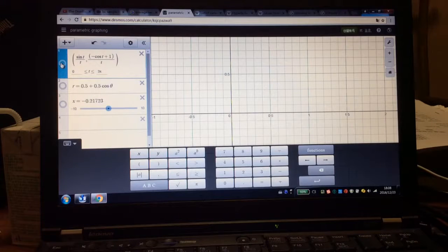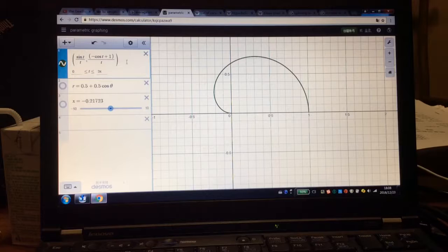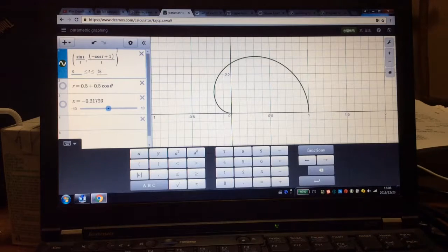Hello everyone, welcome back. In the last video, we found out the function sine t over t, negative cosine t plus 1 over t for t between 0 and 2 pi. Here is the graph. In this video, we are going to take a look at this curve when t is not limited to between 0 and 2 pi.